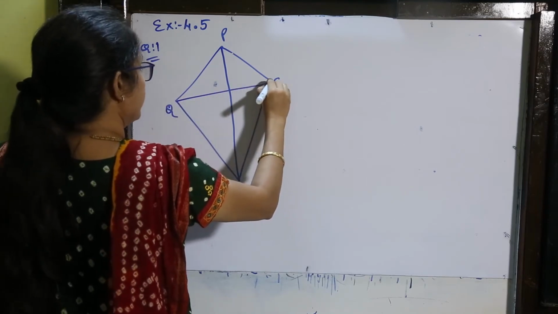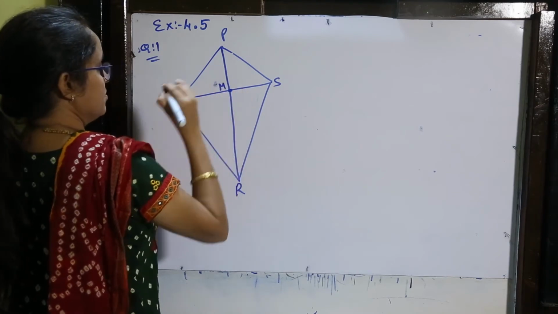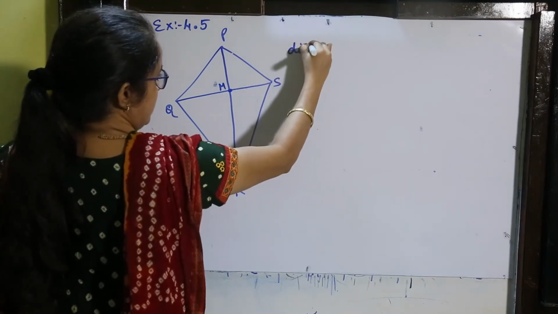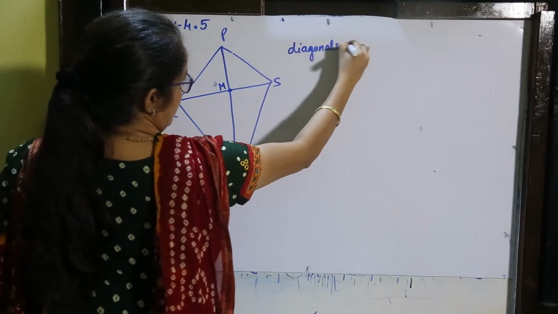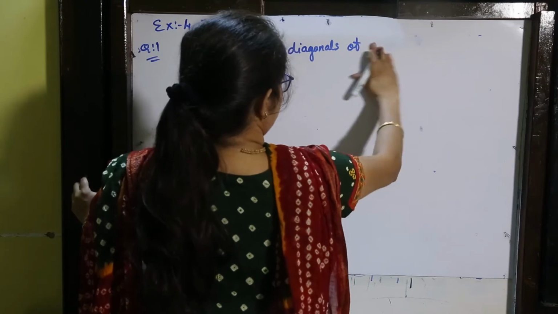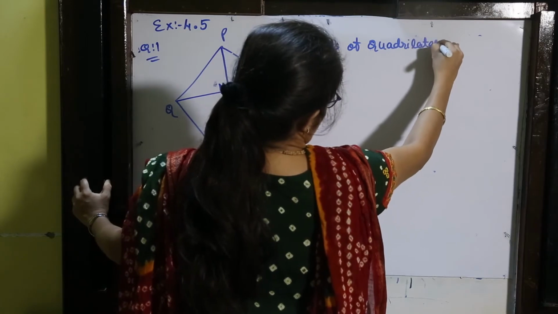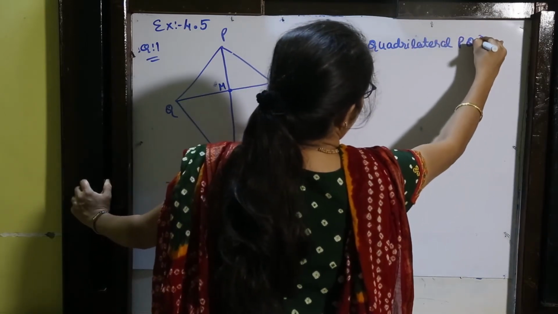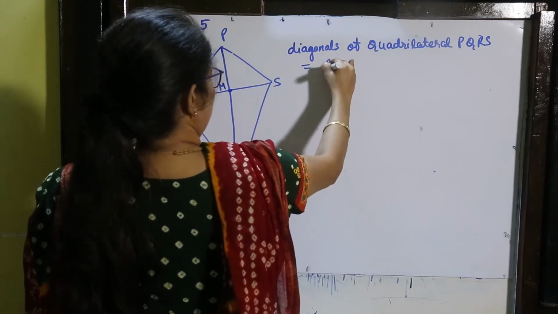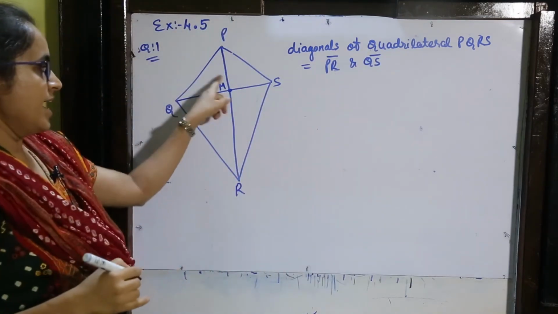Diagonals of a quadrilateral, which is like this, and suppose the interior meeting point is called M. So the diagonals of quadrilateral PQRS are line segment PR and line segment QS. Okay, these are two diagonals of this quadrilateral.